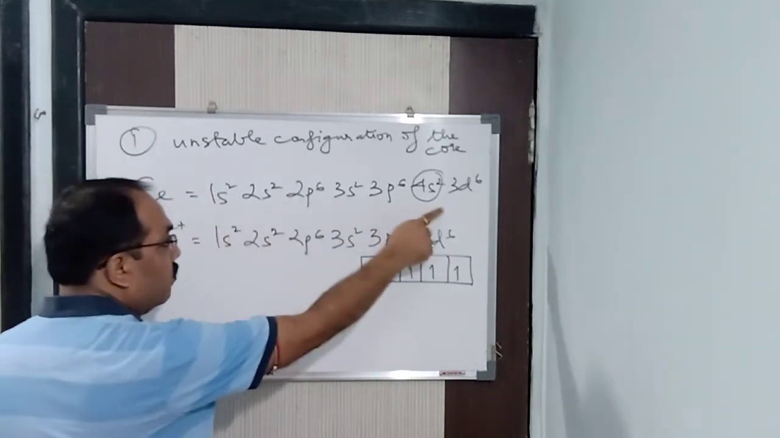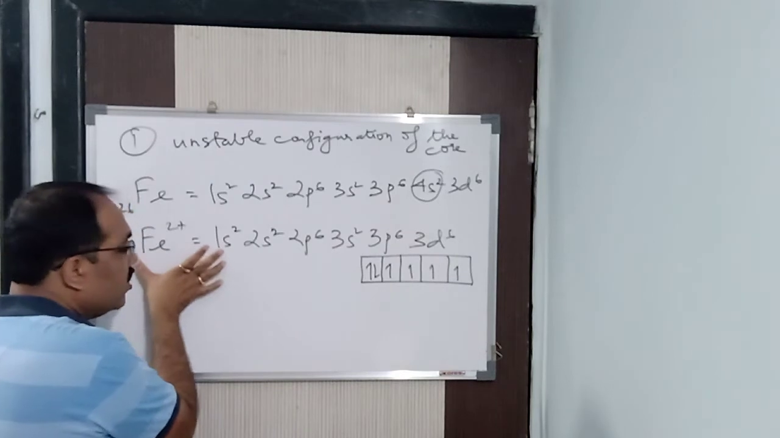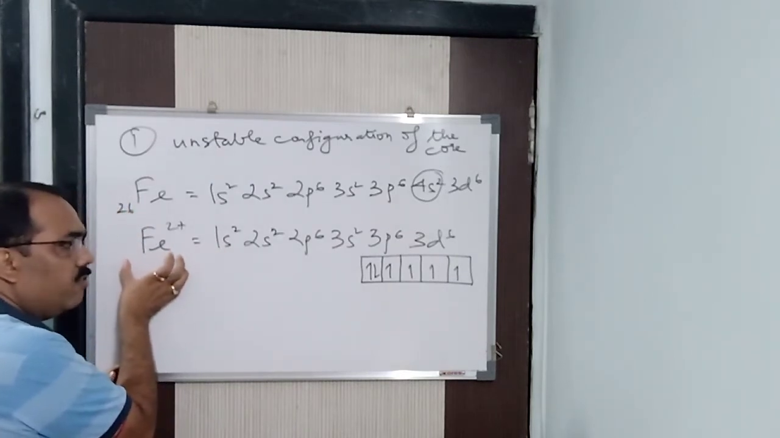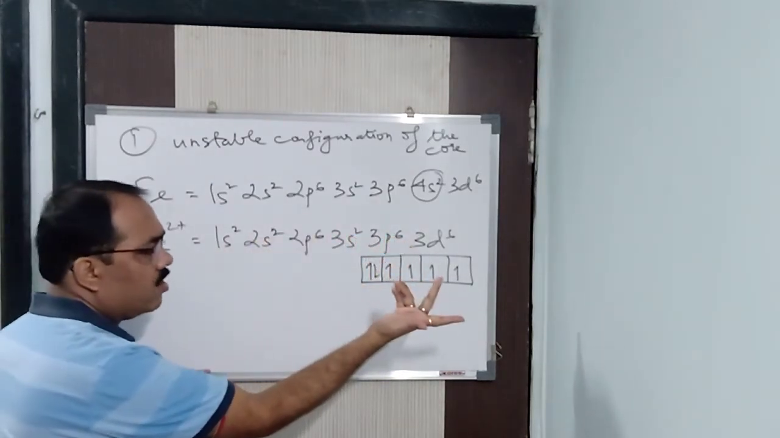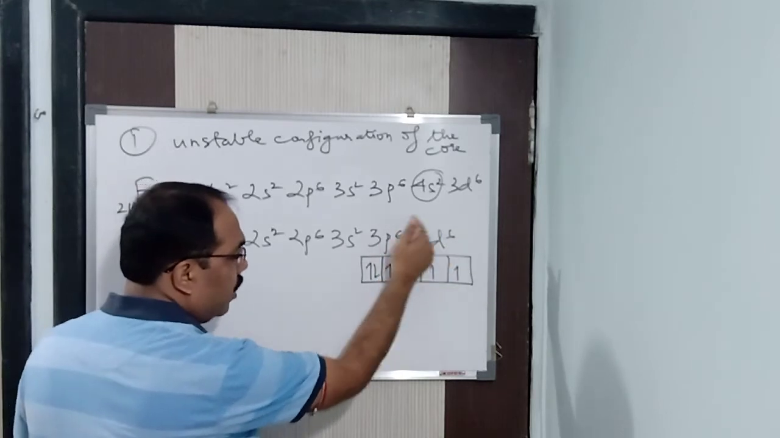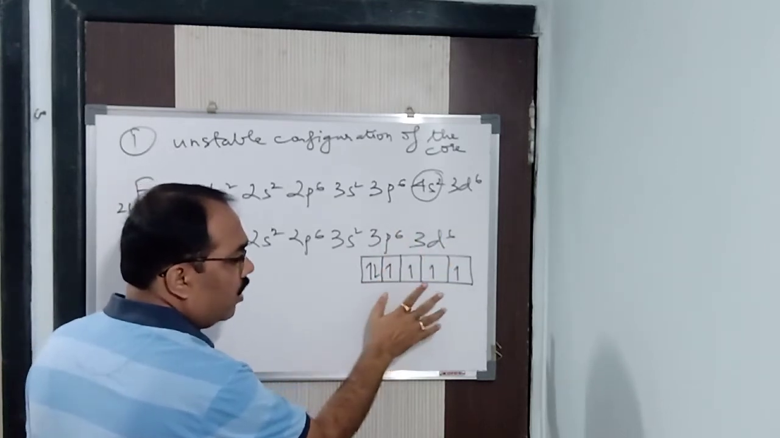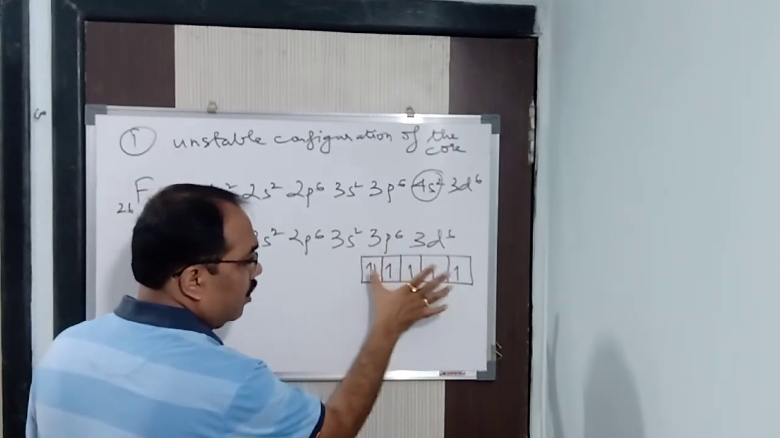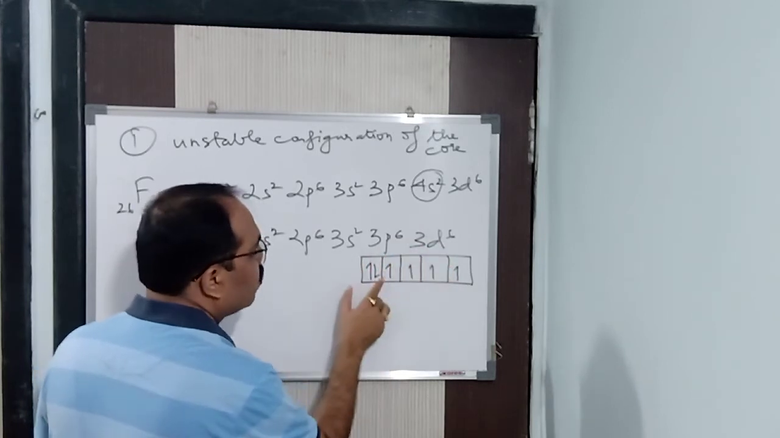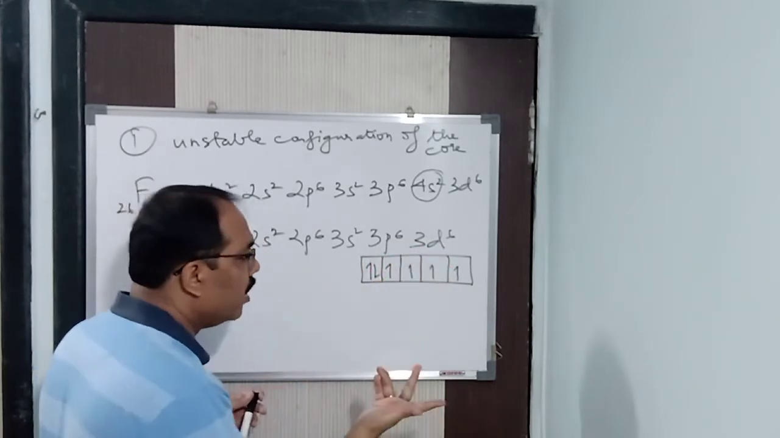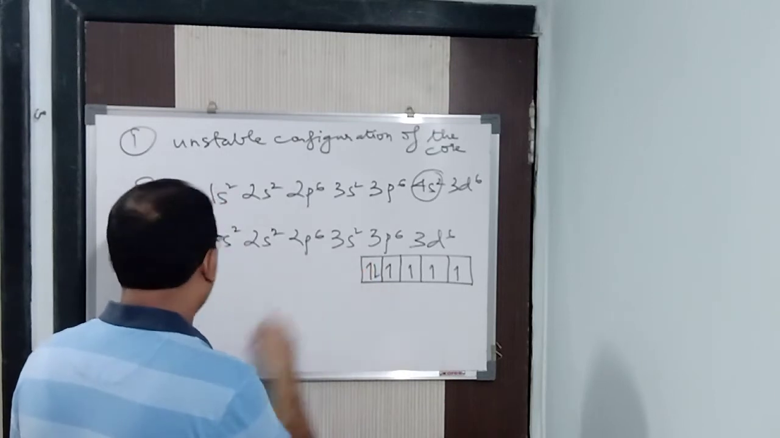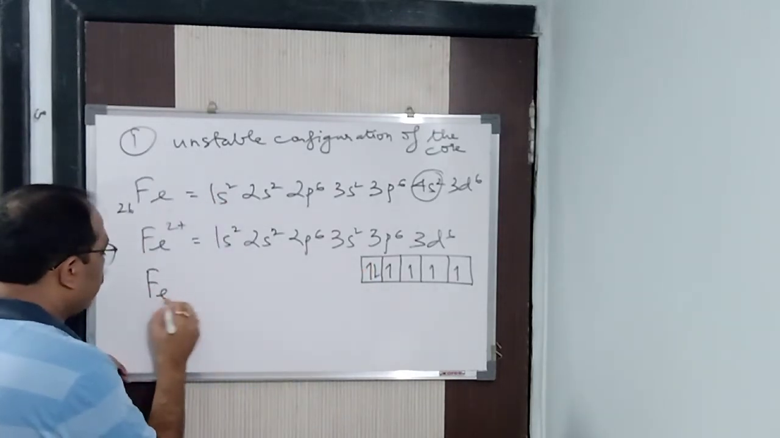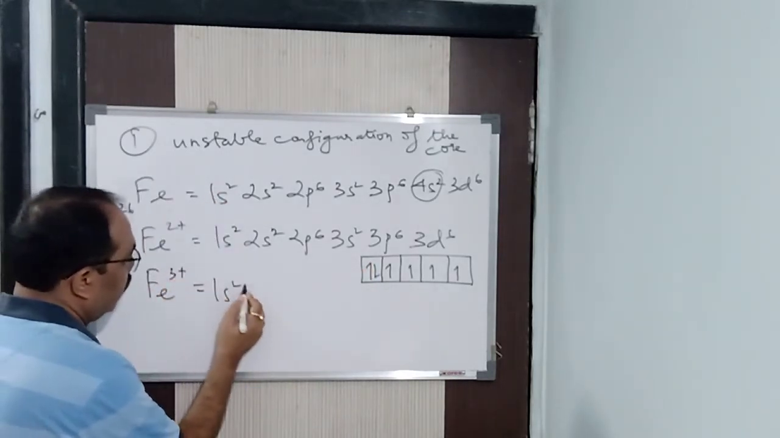See, after the loss of 2 electrons, this core which is being formed, Fe2 plus ion which is being formed, is still not stable. Why is it not stable? Because the outermost subshell is partially filled. Not partially filled, I am saying partially stable. So hence it is not fully stable. How does it become fully stable? By losing an electron from here. So hence when it loses one more electron, Fe3 plus is formed.